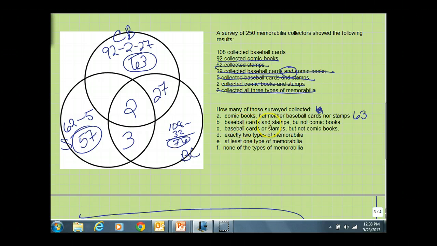Okay, how many collected baseball cards and stamps, but not comic books? Well, we're talking about this area right here. So that'd be 57 plus 3 plus 76. So what did we say? 136? So yes, 136. Baseball cards or stamps, and this is an or, but not comic books.